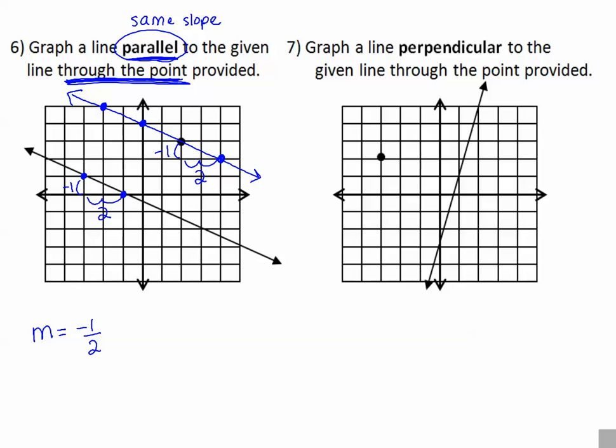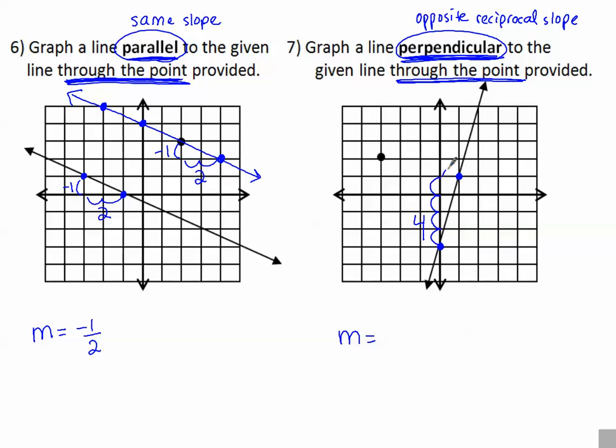So I hope you didn't get fooled by this. This says graph a line perpendicular this time to the given line through the point provided. So we still need to think about the slope, but this time not the same slope. We want to think opposite reciprocal slope. So still, we have to count the slope first. Let's find 2 points that are pretty close together, maybe this point here and this point here, and count the rise over run. 1, 2, 3, 4, and 1.